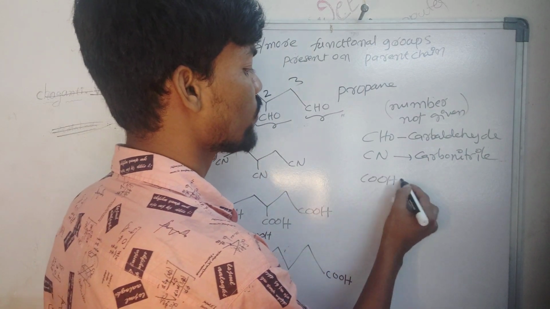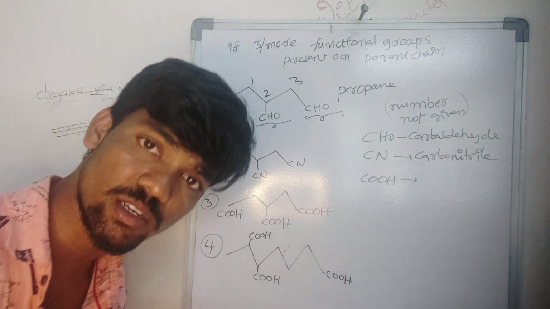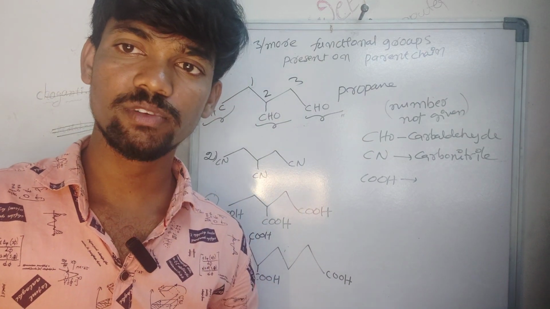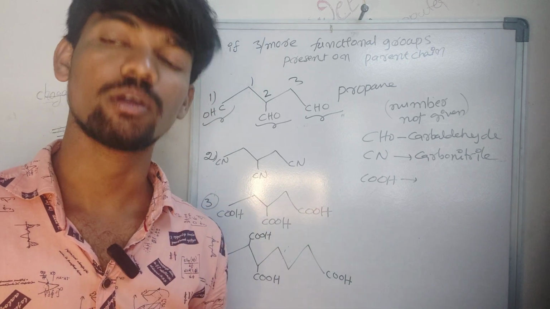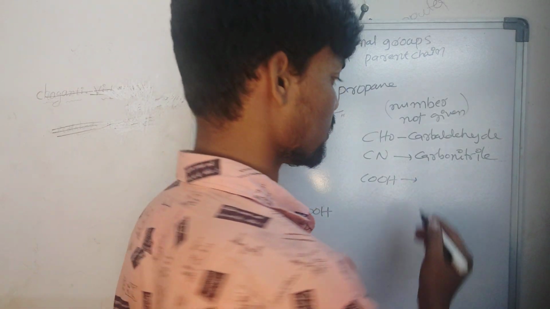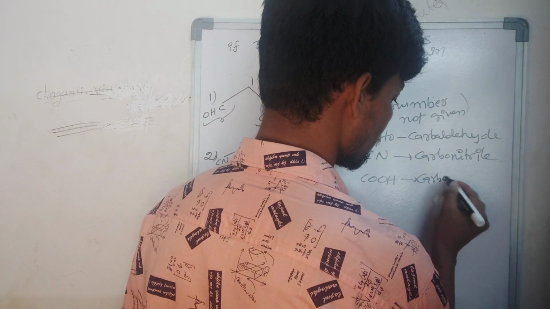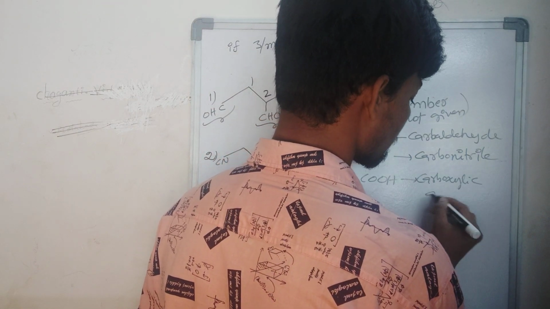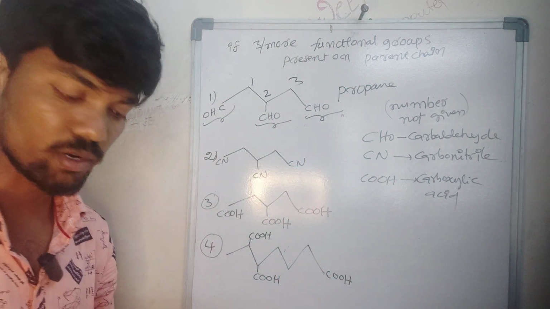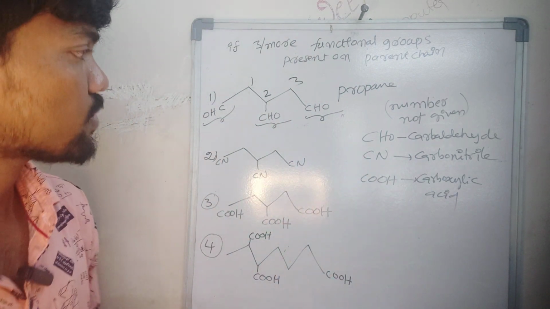Next one, this is COOH. If given, how can you find out? If number is given to this functional group of COOH, how can you name it? Oic acid. But if number is not given, carboxylic acid, simply carba should be added to that one. Carboxylic acid. Next one, okay, these you have to remember. So welcome to the next problem.